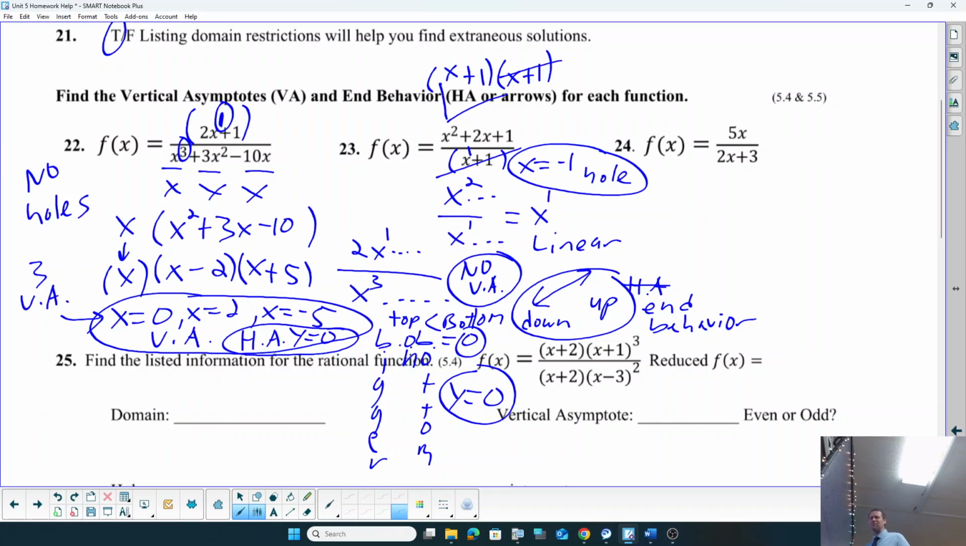And when we have no vertical asymptotes, because there's nothing left on the bottom to be a vertical asymptote, then this is linear, most likely linear. And you look at the end behavior, right? Down to up, down to up.